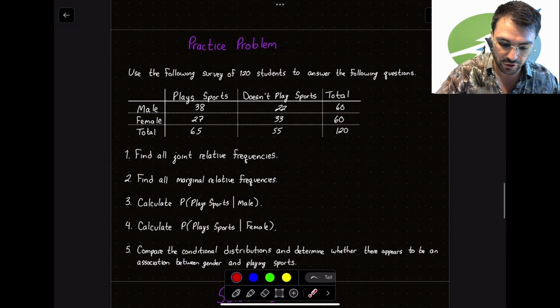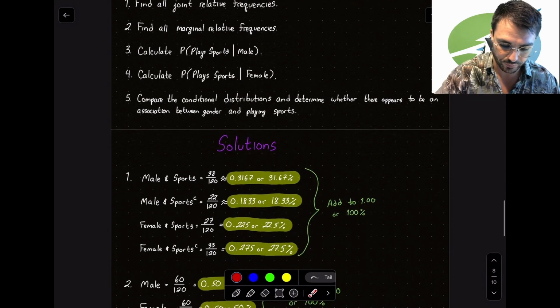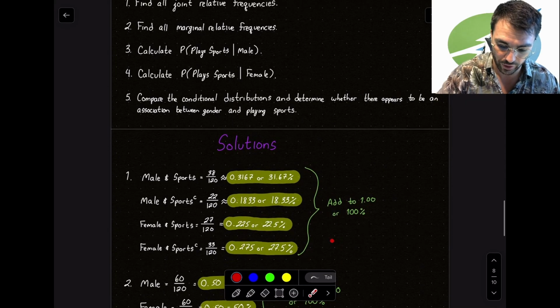So we can take a look at these really quickly and see that the first joint relative frequency is males who play sports, which is 38 divided by 120. Males who don't play sports, 22 divided by 120. Sorry, I should have said 120 for the first one. Females who play sports, 27 divided by 120. And females who don't play sports, 33 divided by 120. And you can see I have all that right here. And I even note they all add up to 100. So males and play sports, 38 divided by 120 gives us these numbers here.